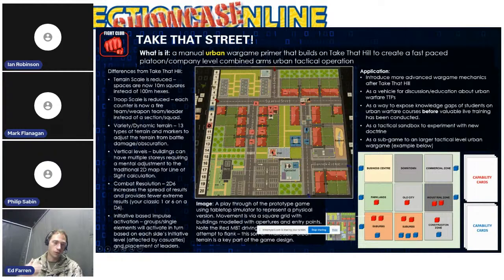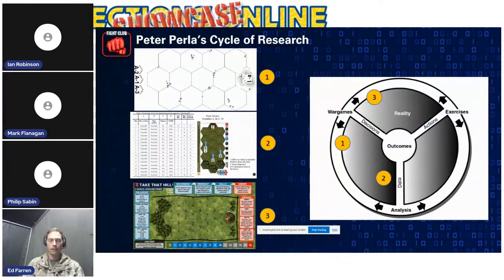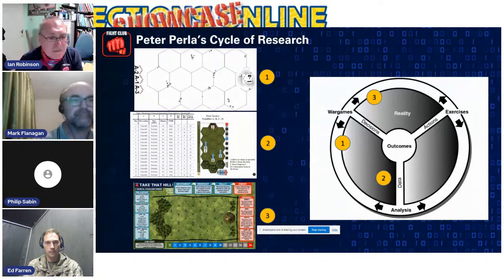So the idea is that, once you step through Take That Hill, you're into another world. And Take That Street is one option; there are many others out there. That kind of concludes my element. I've now got two slides for Ian and Mark, so I'll open it up to one of them.